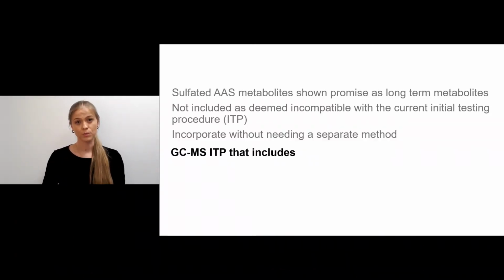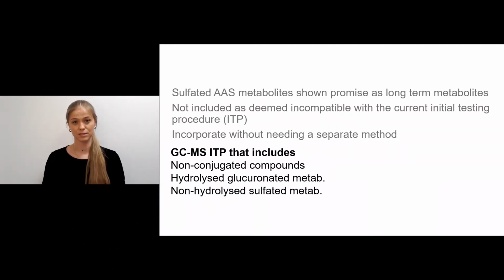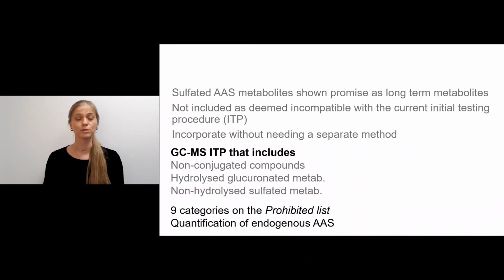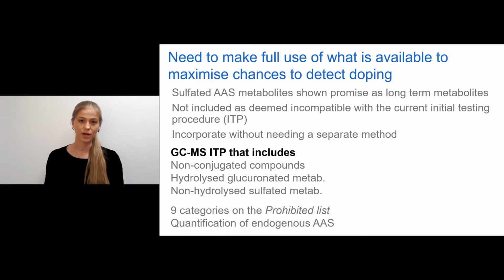And so we developed an initial testing procedure on GC-MS that includes 3 classes of metabolites, as well as compounds from 9 different categories on the prohibited list, as well as the quantification of the endogenous steroids. Now, why? Well, we need to try and make full use of what is available to us so that we can maximize our chances to detect doping.